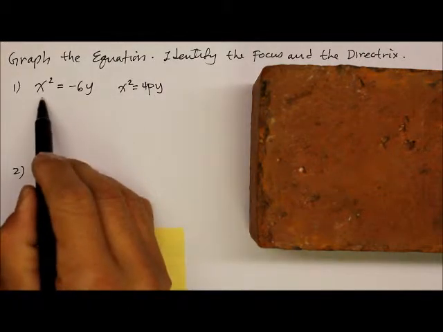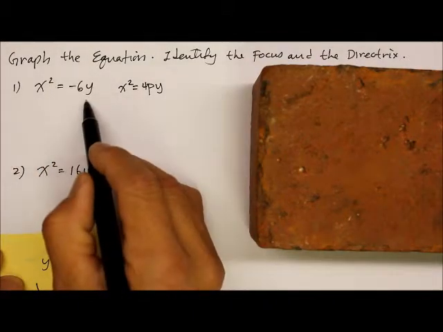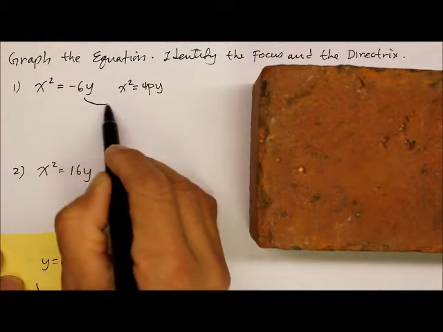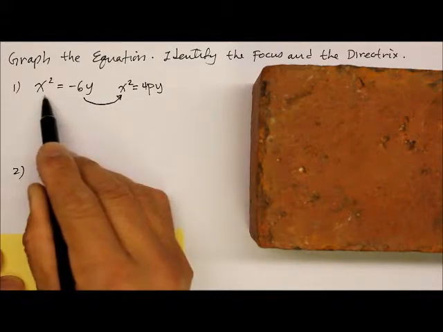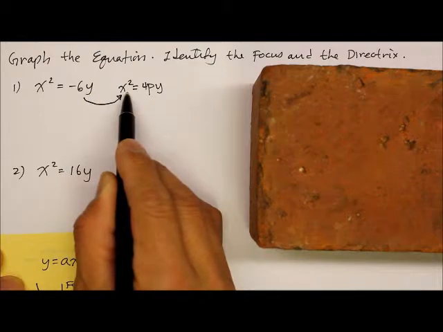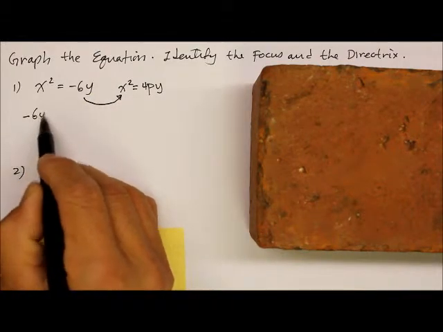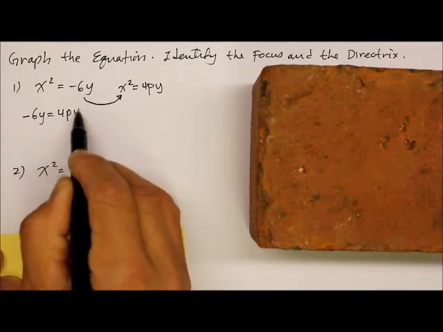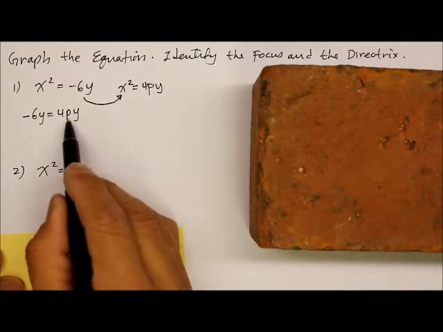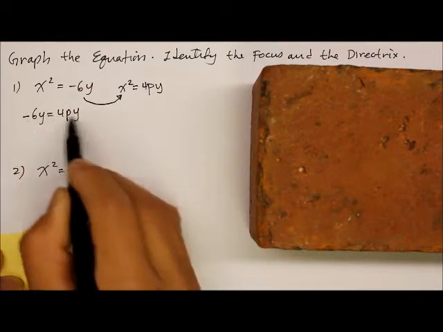So since here we are given the equation x squared is equal to negative 6y, we're going to substitute negative 6y into that x squared because that's what it says it is. X squared is equal to negative 6y. So we're going to put it in there into that standard form. So what we end up is negative 6y is equal to 4py. We're going to solve for p because we're going to combine the y's and the coefficients together.